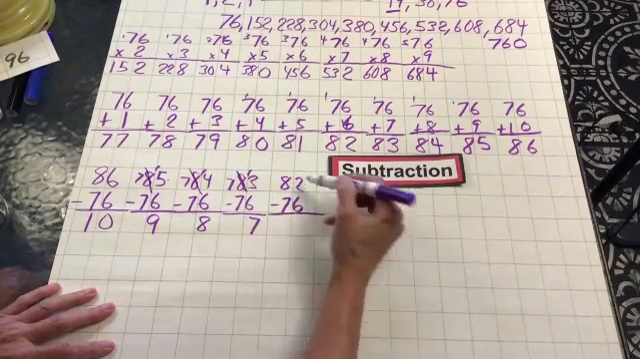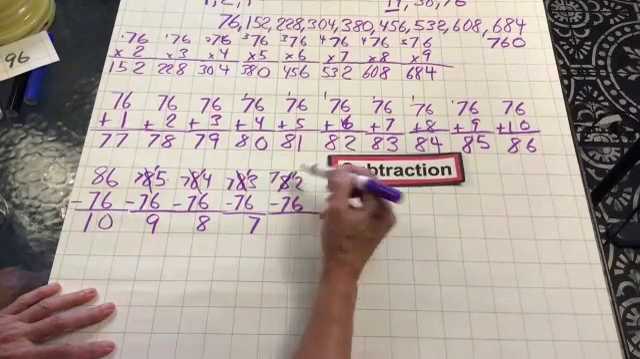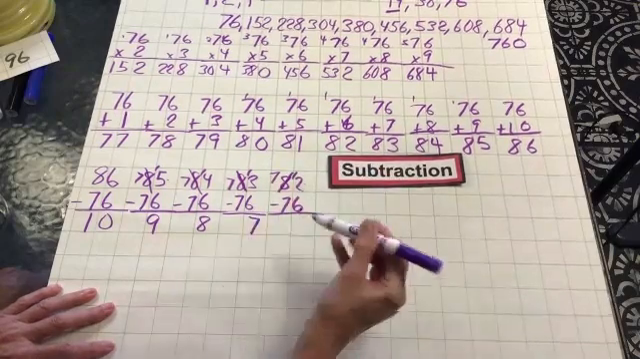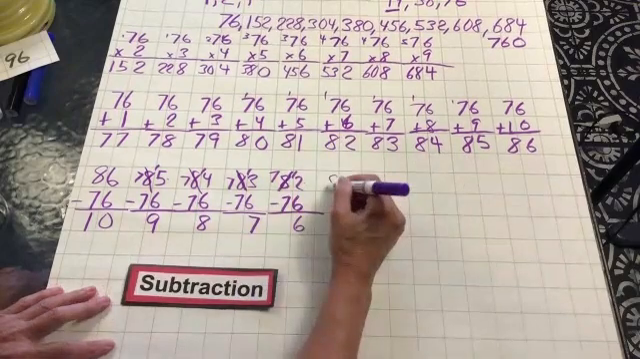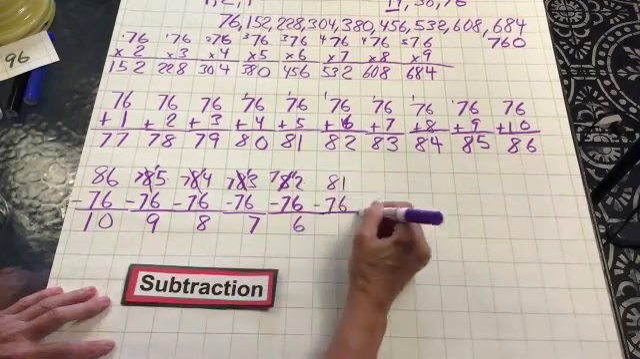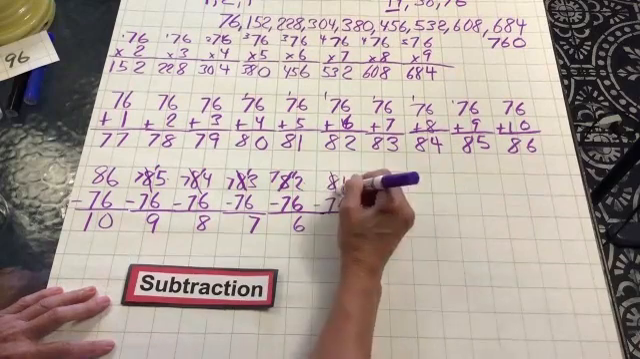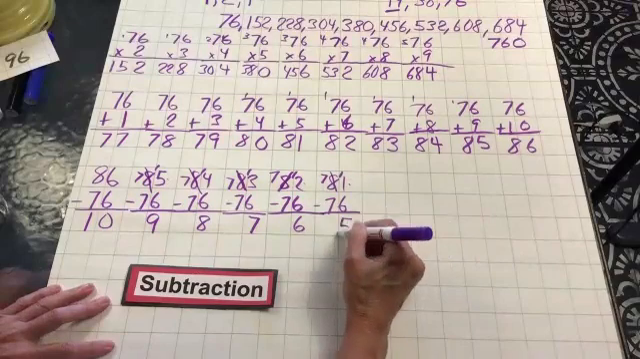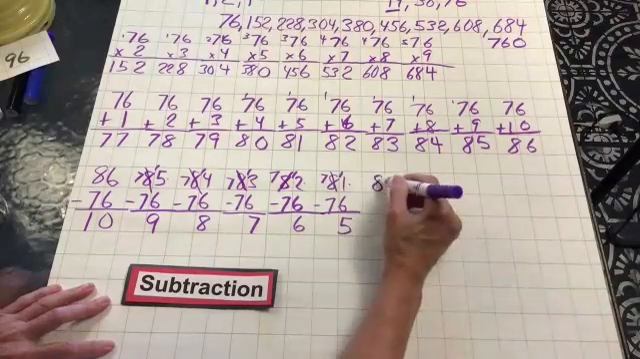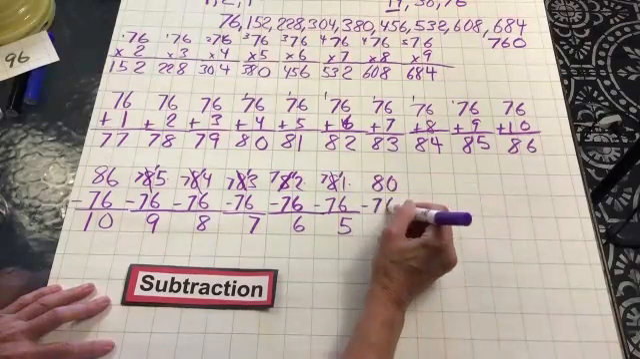6 from 2 cannot do. Borrow from the 8, leaving 7, making that 12. 12 minus 6 is 6. 7 minus 7, nothing. 81 minus 76. 6 from 1 cannot do. Borrow from the 8, leaving 7, making that 11 minus 6 is 5. 7 minus 7, nothing. 80 minus 76.